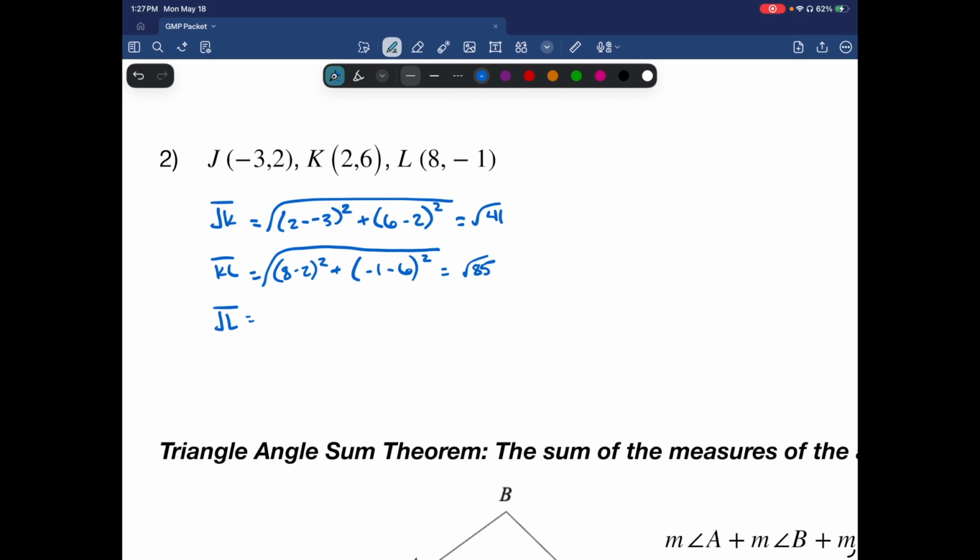At this point, we don't have any sides the same. Let's see what our third side says. That's going to be 8 minus -3 squared plus -1 minus 2 squared. Our calculator says that's going to be the square root of 130. So all three sides are different, which means this is a scalene triangle.